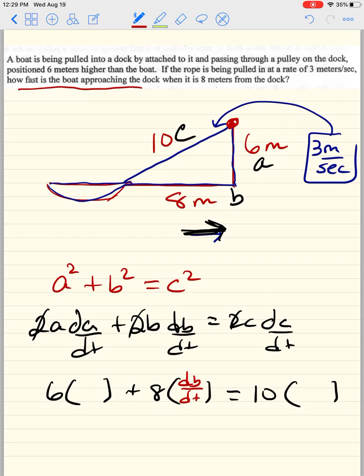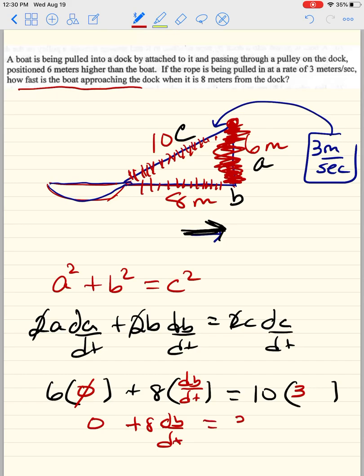I know that the rope is being pulled by this dock over here, so at 3 meters per second, okay? So that's going to be 3 meters per second. Now, this dock, it's not changing ever, and for that reason, that's 0. We know that as the boat gets pulled in, this gets shorter and shorter, so that's changing, but this never ever changes, and therefore that's 0. Okay, 0 plus 8 dB/dt equals 30.